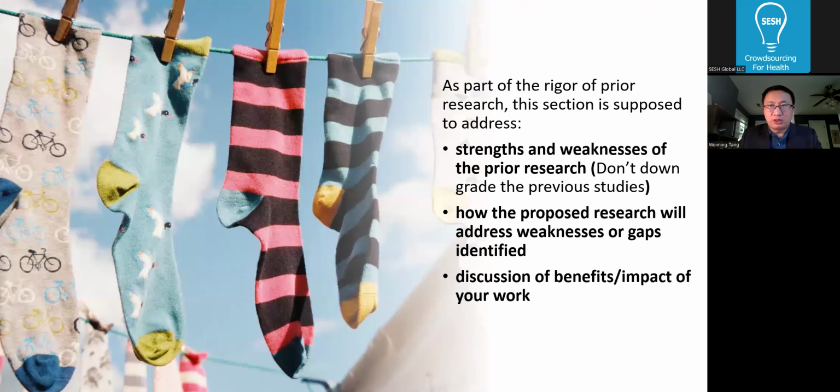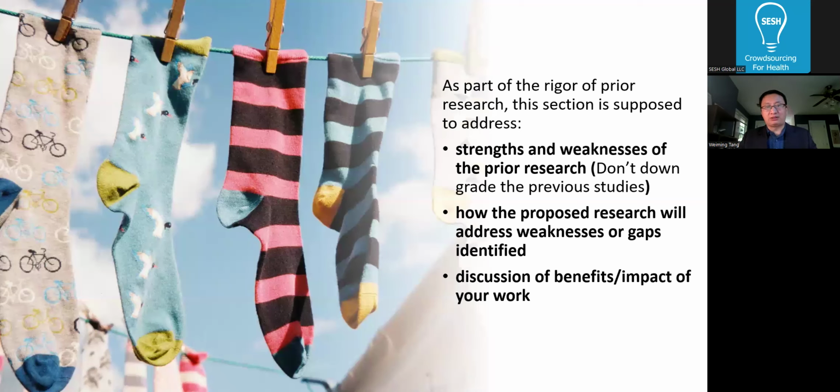So as part of the rigor of prior research, this section is supposed to address first the strengths and the weaknesses of the prior research. Which means you need to summarize the previous research and identify the existing problems that were not solved, or the research gap that was there. But an important thing to remember is don't downgrade the previous studies.